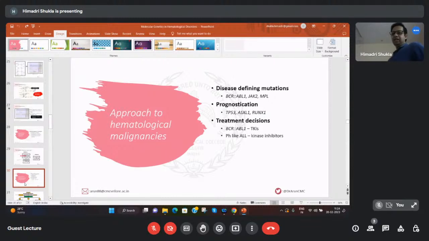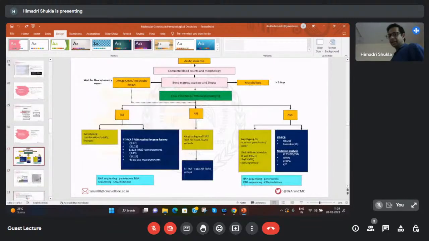CML, where of course it will have the BCR-ABL1, but now even in ALL, you have something called Ph positive or Ph-like ALL. Then the clinician can actually decide upon using kinase inhibitors apart from using chemotherapy in the patient. So it helps to make therapeutic decisions also. So yeah, this I want you all to keenly follow. I mean, it helps for you to understand also.